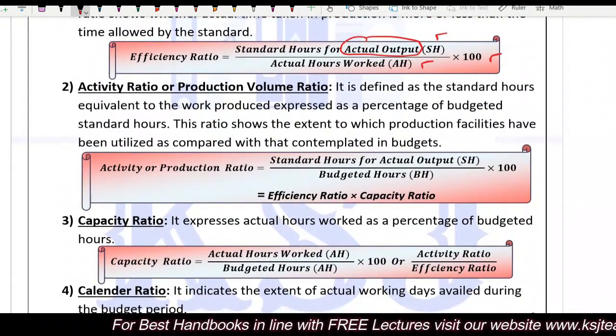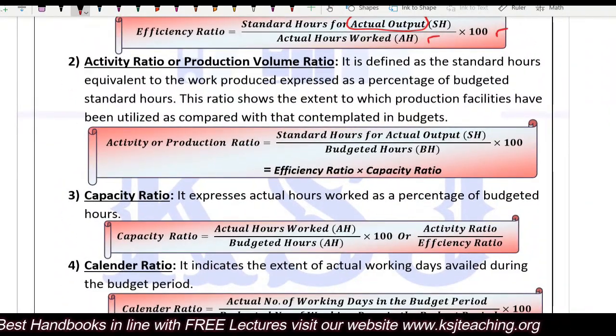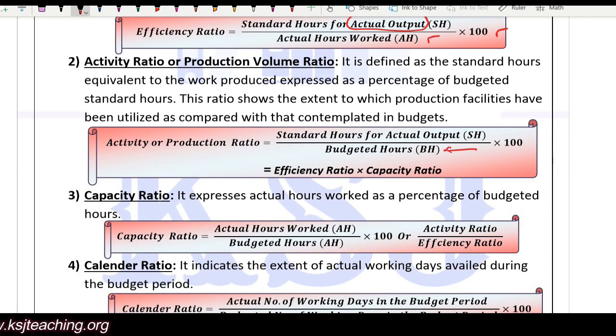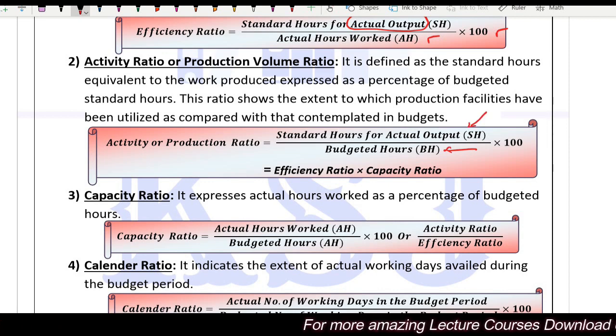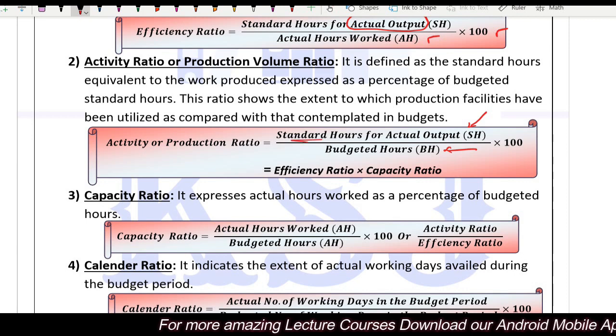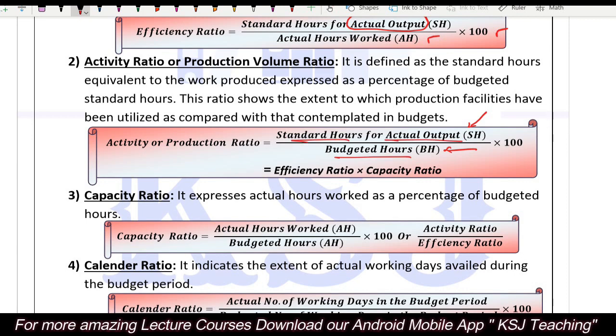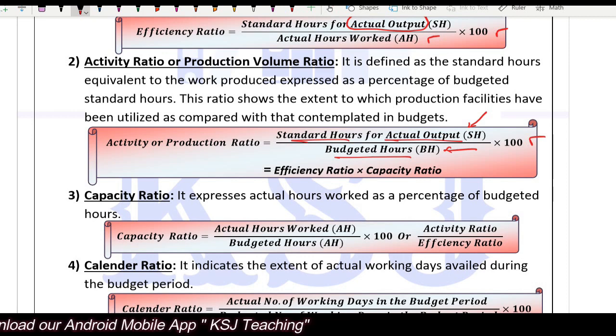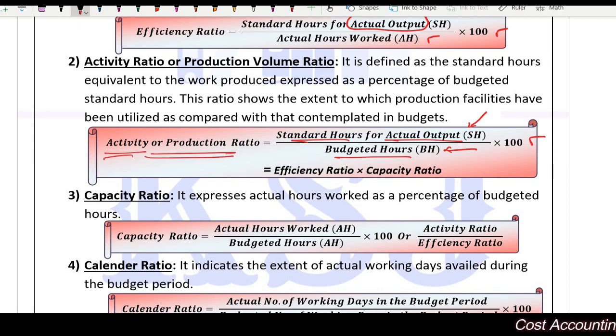The second one is the activity ratio or the production volume ratio. It shows the number of hours that you planned for, that is the budgeted hours, and what the planning should have been as per the actual output. So this is standard hours for actual output divided by budgeted hours multiplied by 100. That shows the production ratio or the activity ratio.